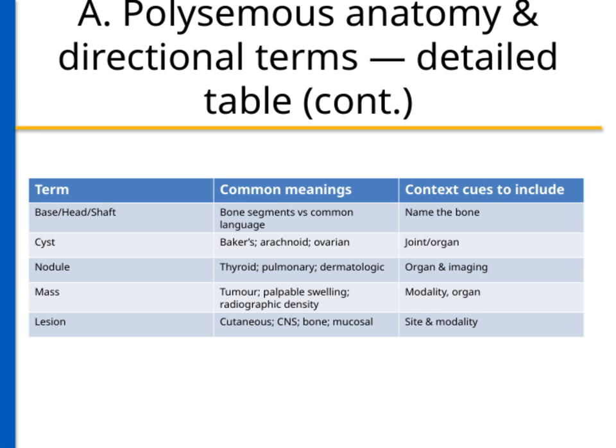Overall, these terms exemplify polysemous anatomy, the idea that the same word can have different meanings depending on the context, and highlight the importance of understanding directional and site-specific cues. Recognizing these nuances is crucial for accurate diagnosis and effective communication in medicine.